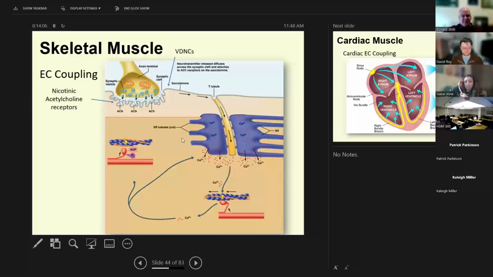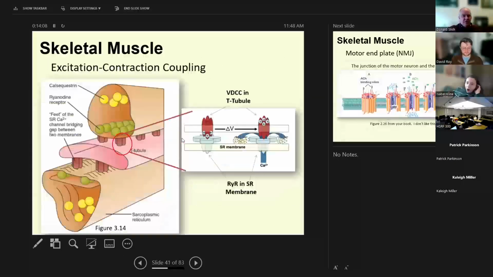Something I forgot to say, I just want to back up real quick. Inside that SR, you have some calcium binding proteins. You can imagine if you put a whole lot of positively charged particles in one place, it's not going to be very happy. So this calsequestrin then helps to neutralize some of that positive charge, so you can get a lot of calcium into the SR.